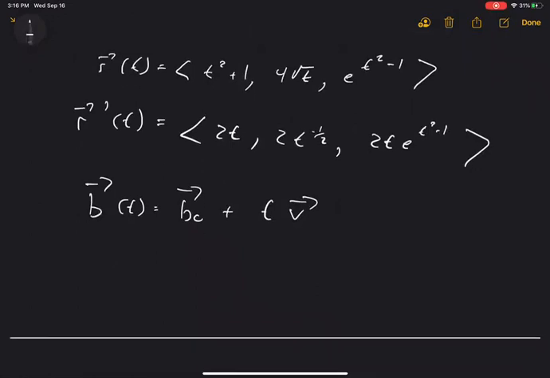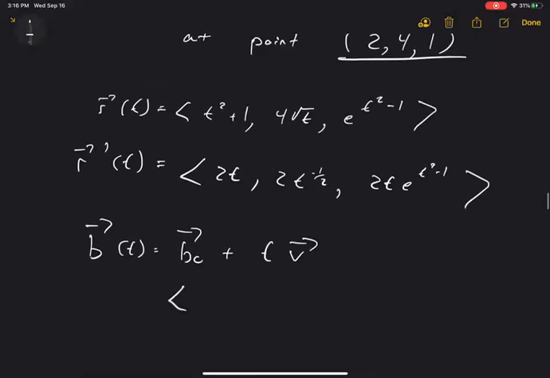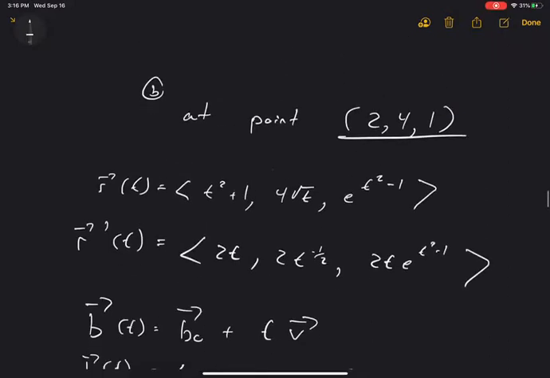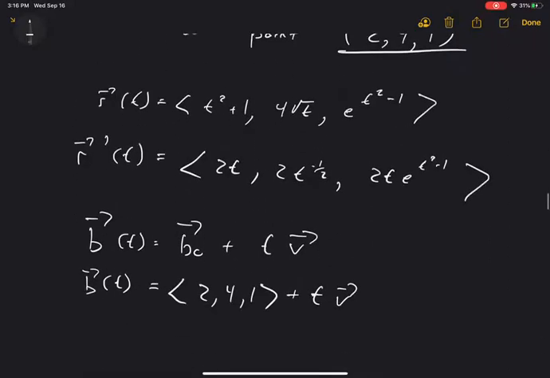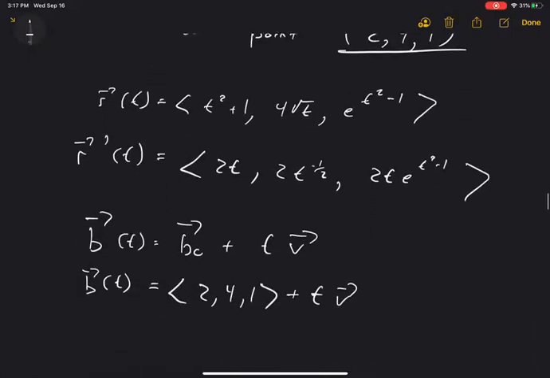Okay. Well, first of all, let's see. This time we're given b of 0. We're given 2, 4, 1. Okay. Now we've got to find v. We've got to find explicit values of v. So at 2, 4, 1, what are the components of my tangent vector? Well, to find that, I have to find the t value that corresponds to this point.